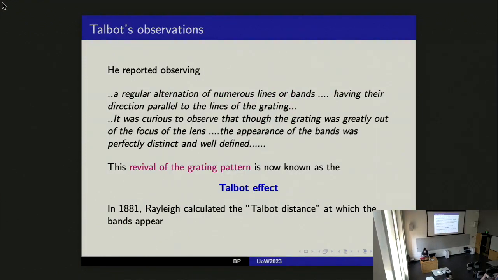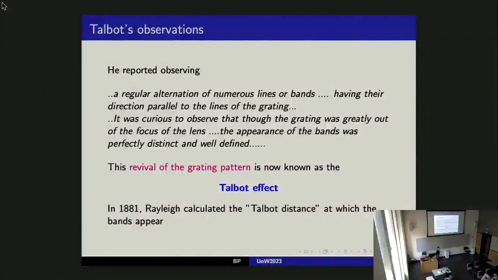So he reports observing that a regular alternation of numerous lines or bands having their direction parallel to the lines of the grating, somewhat reproducing the grating, you could observe those, and it was curious that although the grating was greatly out of the focus of the lens, the appearance of the band was perfectly distinct and well defined. And really, he observed it at length and wrote about it at length. And this revival of this grating pattern was then christened about 100 years later the Talbot effect.